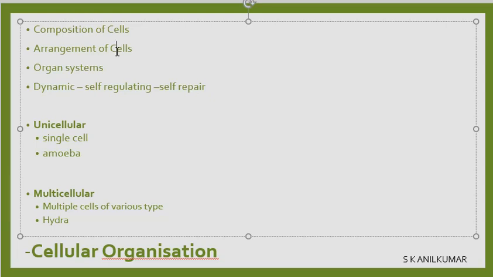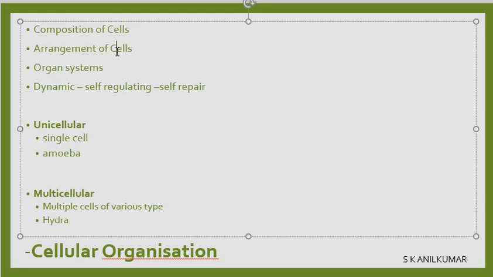What is an organ system? An advanced version of multiple cells. The cells grow into tissues, tissues grow into organs, organs grow into systems. And these cells are dynamic. These cells are self-regulating and they repair. So when something goes wrong, the cells repair. When the cells become old, they kill themselves. When the cells are repaired, they create new cells. They support the other cells. So cells are dynamic and self-regulating.